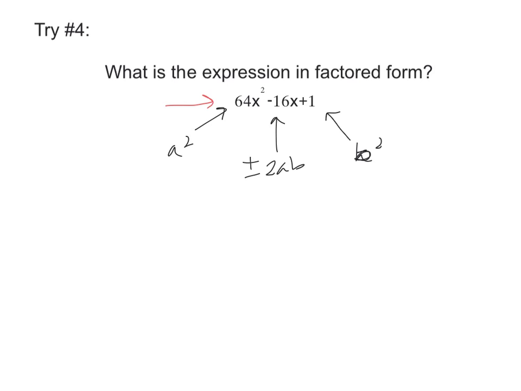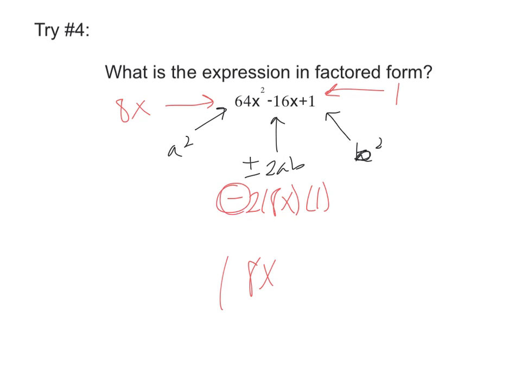Square root of 64x squared is 8x. Square root of 1 is 1. So let's determine if the center is negative 2 times 8x times 1. And yes, it is. That's what gives us negative 16. So our answer here is going to be 8x minus, because I used the minus from here, and then 1 squared. And we're done.